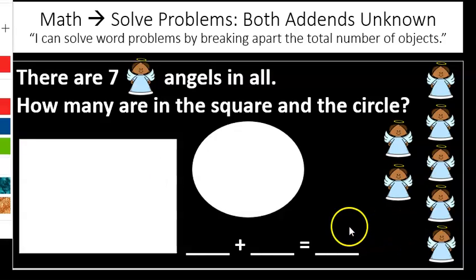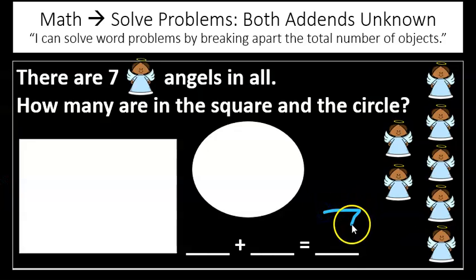So here's what we do, okay? We have to put 7 as the total, okay? So you know that number that is here, that goes here automatically, okay? Now, we have 2 addends here that are unknown. Say addends. Good job. So we have to find these two numbers here that are going to equal 7. This square and this circle is going to help us with that, okay?